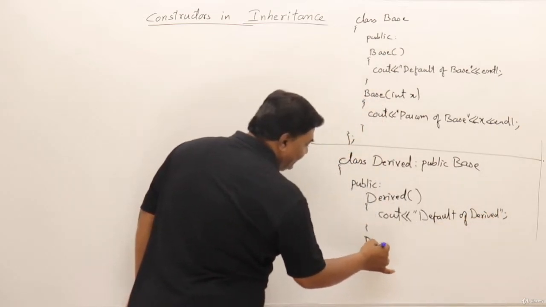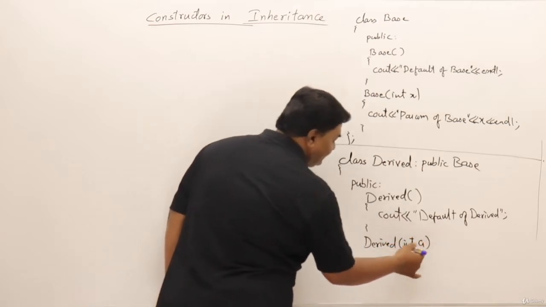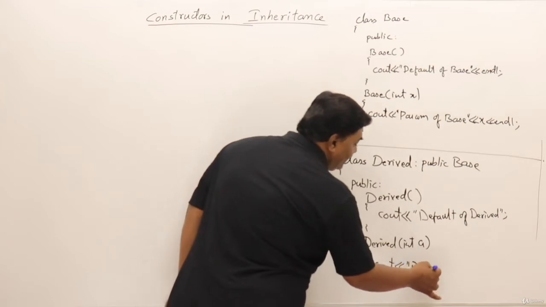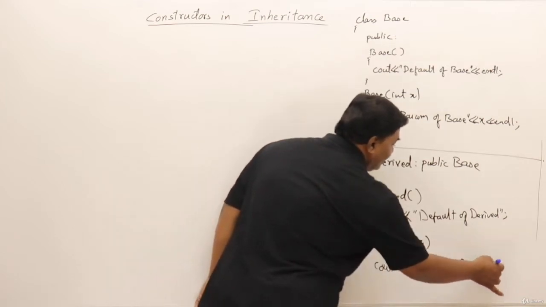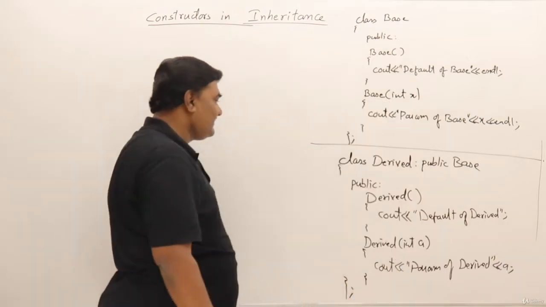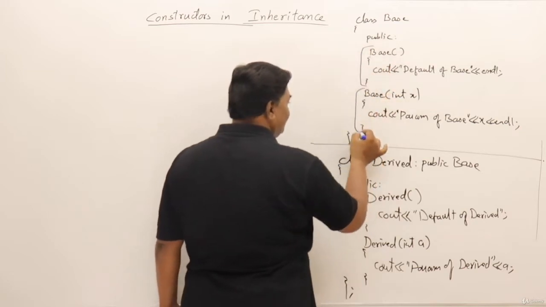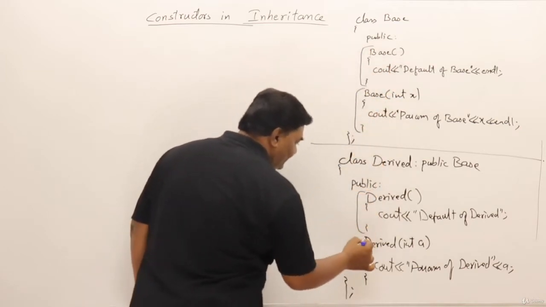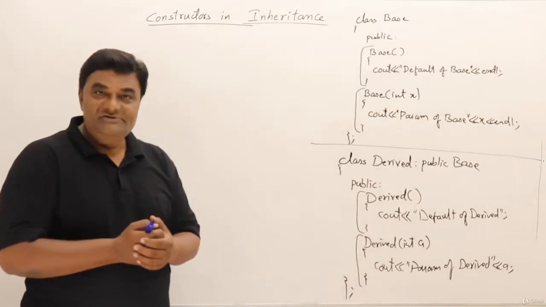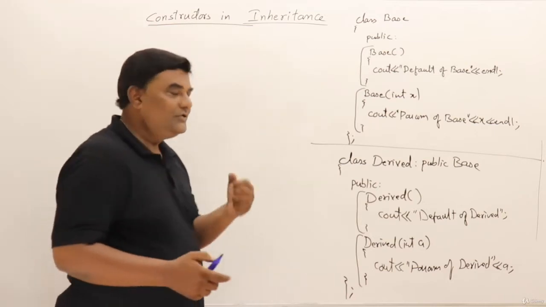Then I will also write one more constructor derived, which is taking some parameter. I will take the variable name as a, then cout, I'll say "param of derived", and also display a. So that's it. I have the classes ready. One is a base class with a default constructor and a parameterized constructor, and the derived class with a default constructor and a parameterized constructor.